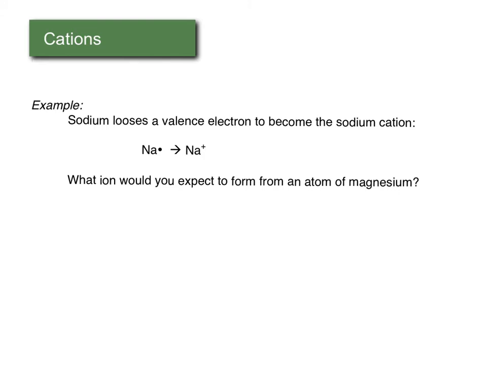So if we look at another example, what would you expect to form from an atom of magnesium? If we look at our periodic table, magnesium is in the second column, or the second group, and it has 2 valence electrons. So in order to have a full energy level, it would either have to gain 6, which is not likely to happen, or it's going to lose the 2 that it does have. So magnesium loses its 2 electrons and forms Mg2+, or the magnesium cation.